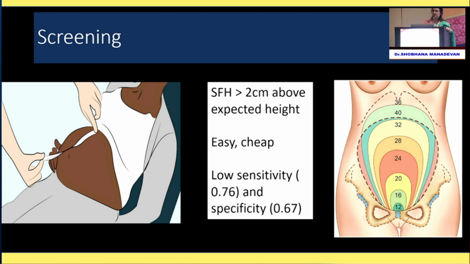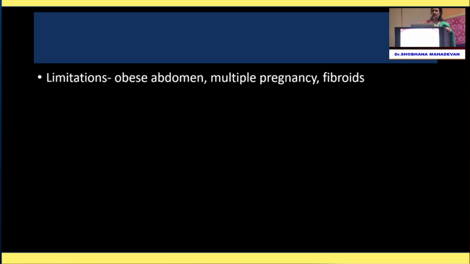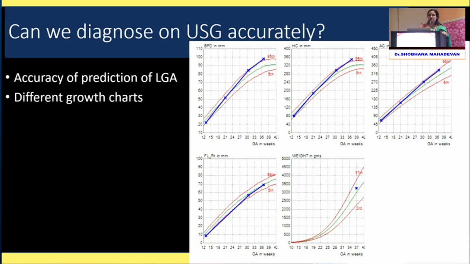Whenever there is a symphysiofundal height which is 2 centimeters above the expected height, it could be a filter to refer them for ultrasound. However, it has its limitations. Symphysiofundal height can be erroneous when there is abdominal obesity, in higher order pregnancies, and when there are fibroids in pregnancy. So even when we do an ultrasound, how accurate is the prediction? We already spoke about the limitation in very late pregnancy with the error. And it also depends upon what kind of growth charts that we use.